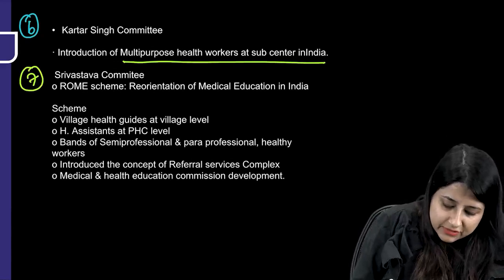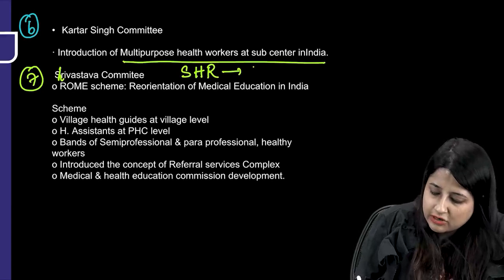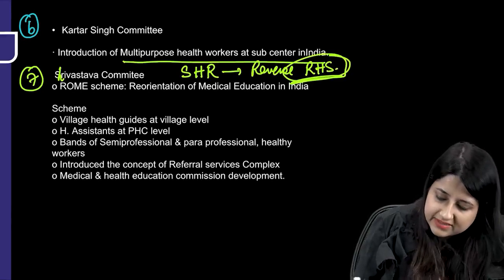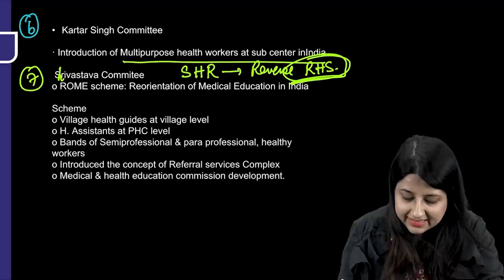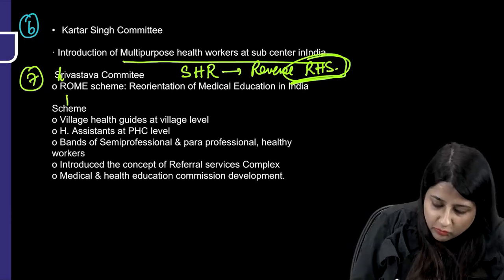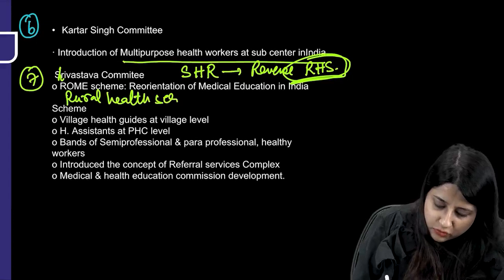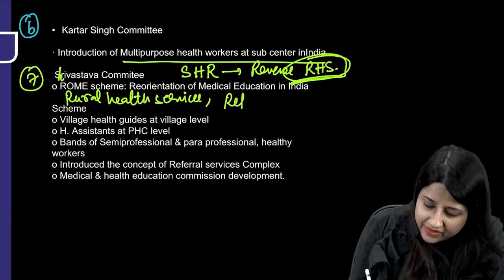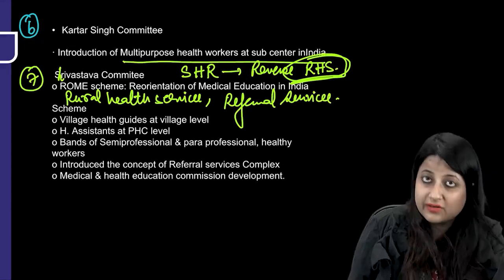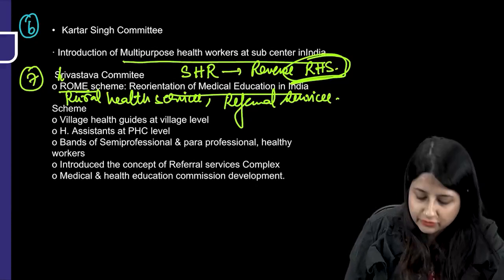After this comes Srivastava. Now please remember, in Srivastava it is SHR. So how did we learn it? You just have to reverse it to RHS. So when you reverse it to RHS, it includes all the things that start with an R. Here we were focusing more on rural health services, referral services, all starting with the R. And ROME scheme. What was ROME scheme? Reorientation of medical education in India.